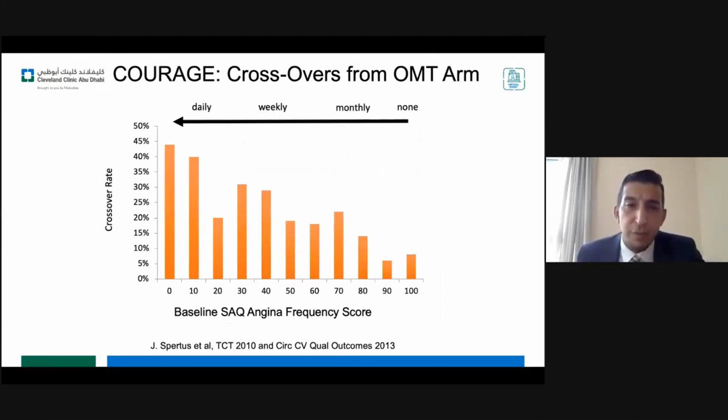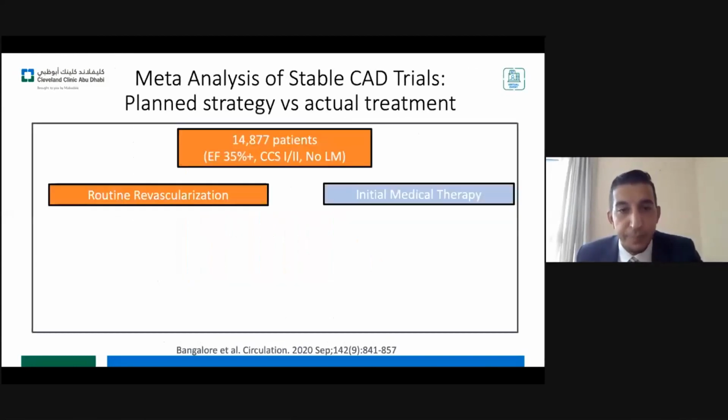And on top of this, it's very important to remember that these all are done as strategy trials. So this is an initial strategy with a decision to cross over later. So in COURAGE, again, a third of patients crossed over. And if you looked at it, most of the patients that crossed over were those that were having frequent angina. Which makes sense. Patients that are having no or very rare monthly angina probably can get away with medical therapy and don't need a PCI to relieve their symptoms. But those that are having weekly or daily angina, the crossover rate dramatically increased.